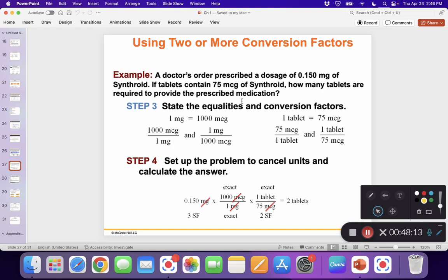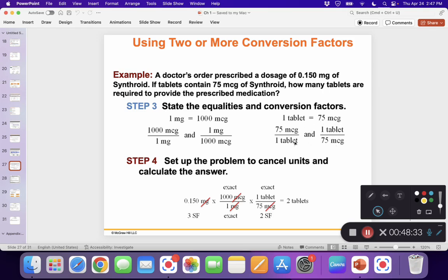Similarly, we are given the equality in this question right here. 75 mcg is there in one tablet. So one tablet is equal to 75 mcg. I can write this in these two conversion factors.